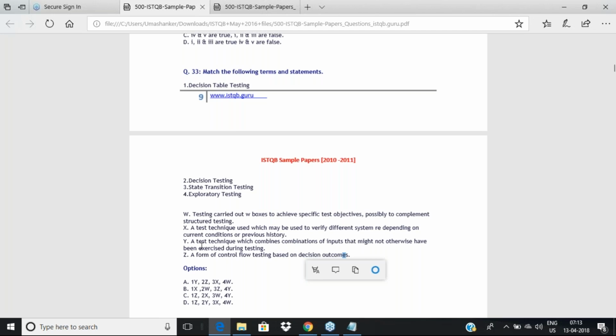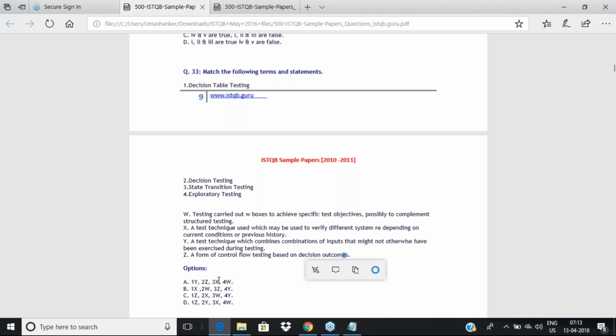What Y says: a test technique which combines combinations of inputs that might not otherwise have been exercised during testing. And what 1 is saying, decision table testing, a test technique which combines combinations of inputs that might not otherwise have been exercised during testing. So which is decision table testing, right? So at this point of time, after reading two answers, the most promising answer is A, but let's look at others also.